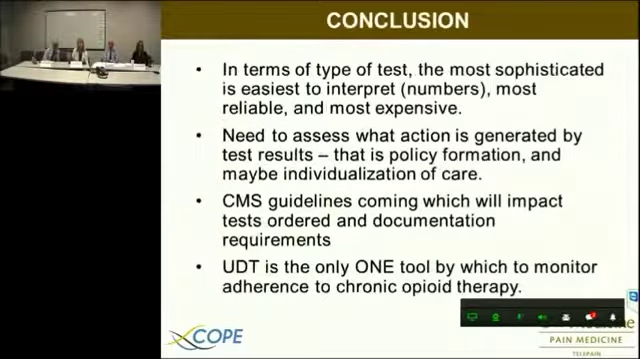So in conclusion, there are different types of tests. The most sophisticated is easiest to interpret. It gives you numbers. It's the most reliable and the most expensive. You need to decide what action is generated by the test results, and that gets back to policy formation. Does every patient need to have their opioids discontinued for an aberrancy, and are there different layers of aberrancies? CMS guidelines are going to require more documentation, and remember, this is just one tool.